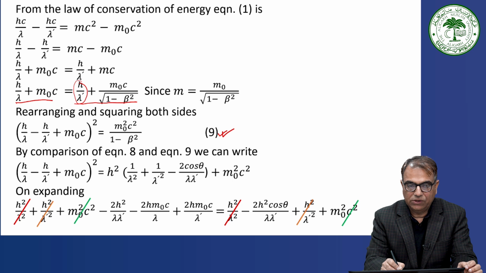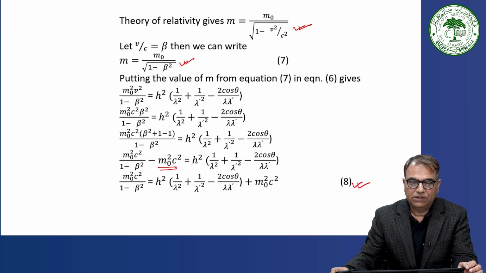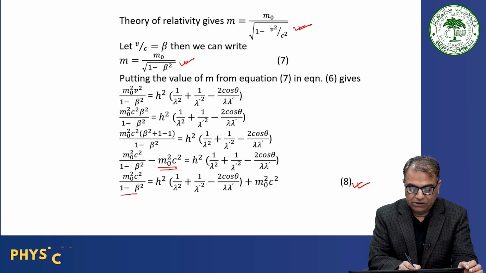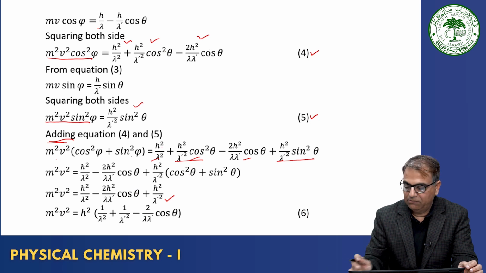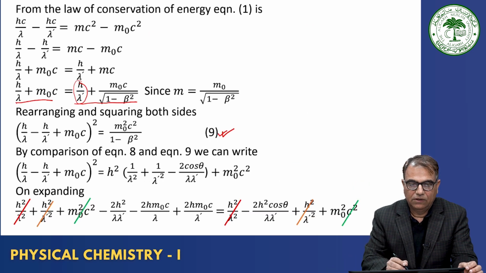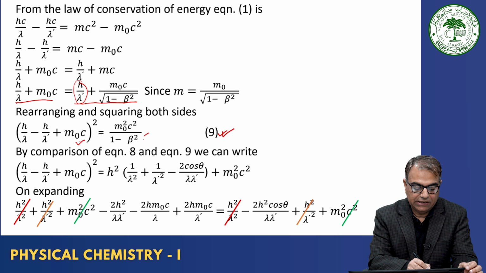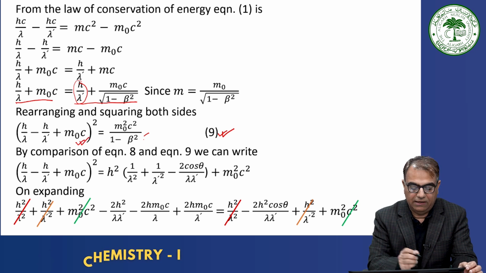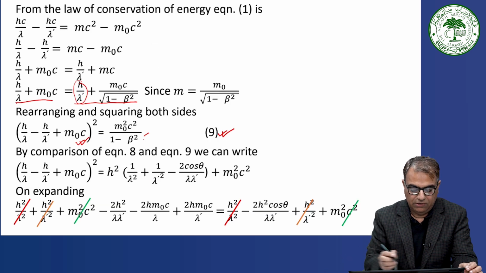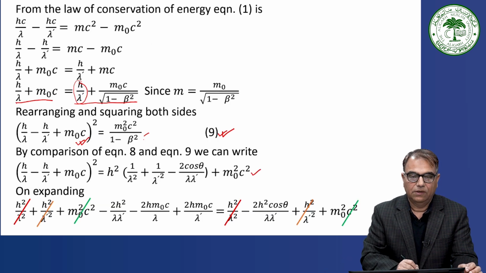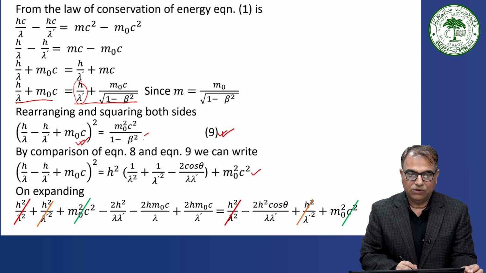So look at this equation, equation number 9, and the previous equation, equation number 8. In equation number 8, on the right hand side you have m₀²c² times 1 minus β², and in the next equation, equation number 9, you get m₀²c² over 1 minus β² on the right hand side. So the LHS of equation number 9 and the RHS of equation number 8 will be equal. So we equate these two, and if you equate these two, many terms go away.